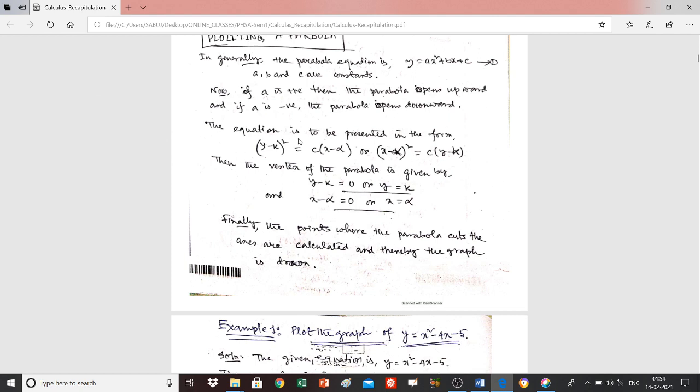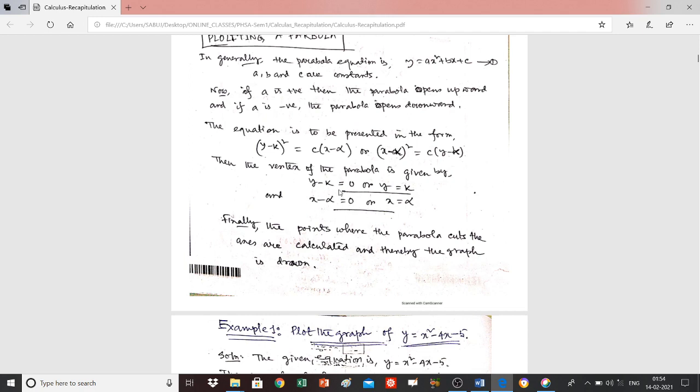It will open downward. Now the parabola equation, if you write in this pattern, that is y minus k whole square is equal to c into x minus alpha, or x minus alpha whole square is equal to c into y minus k, then from this form of the equation you can calculate the vertex of the parabola, which can be found from the relation that y minus k is equal to 0, or y is equal to k, and x minus alpha is equal to 0, or x is equal to alpha.